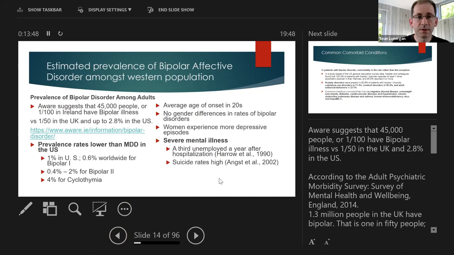Bipolar has to be understood as a severe mental illness. For those who have been hospitalized with a bipolar illness, a third remain unemployed a year after hospitalization. So there can be continuing and significant functional impairment, and suicide rates are high, which we're going to look at in more detail.